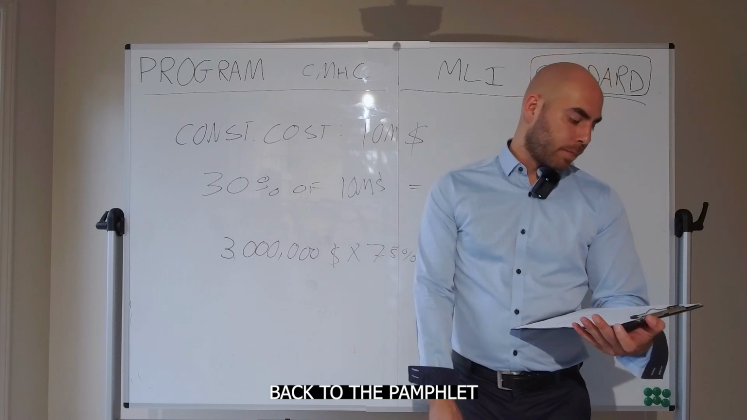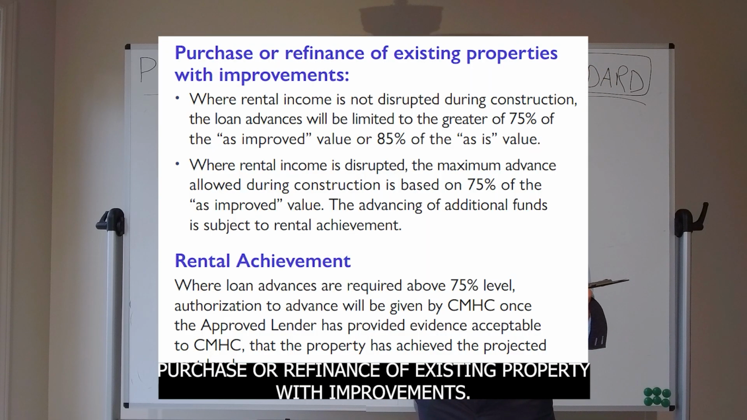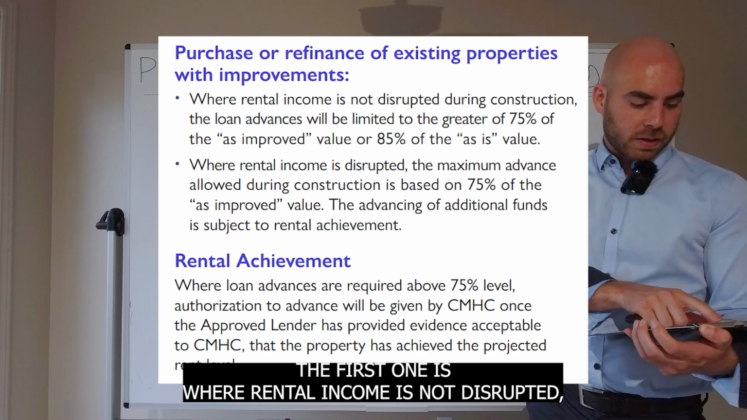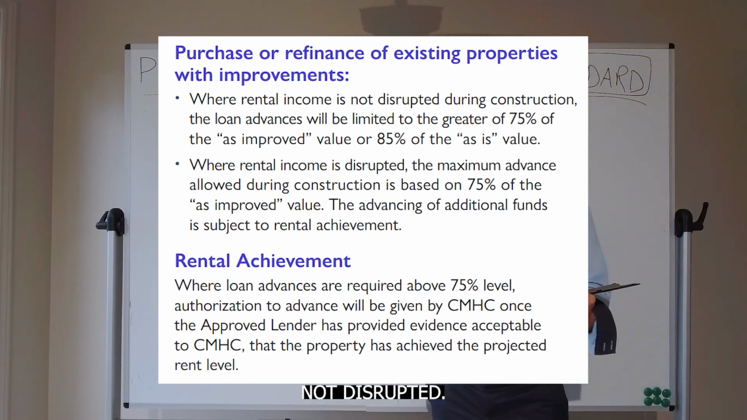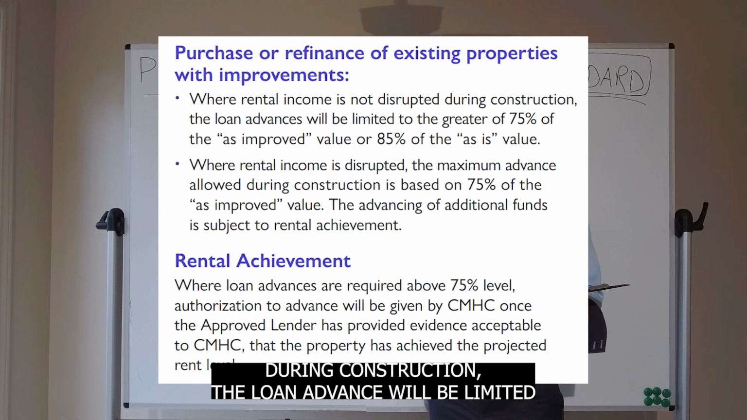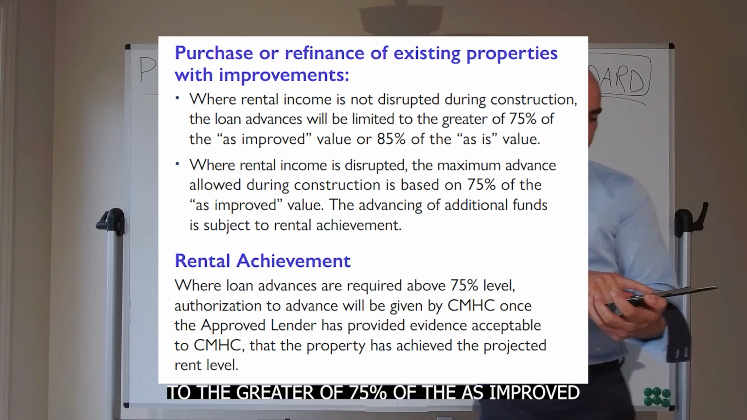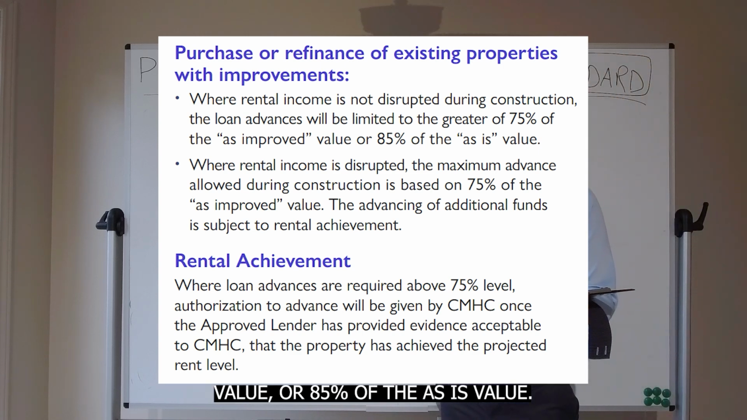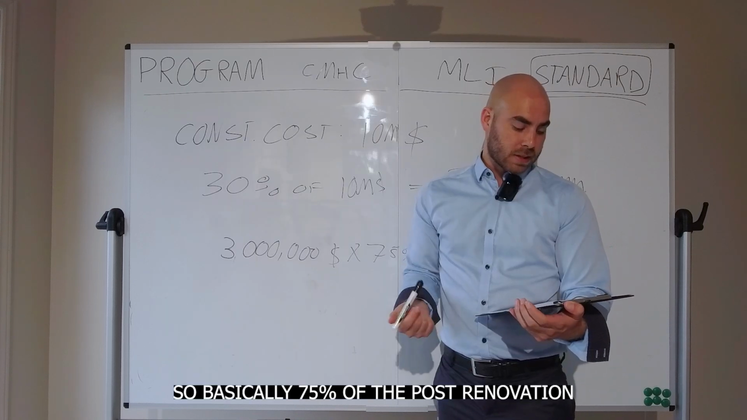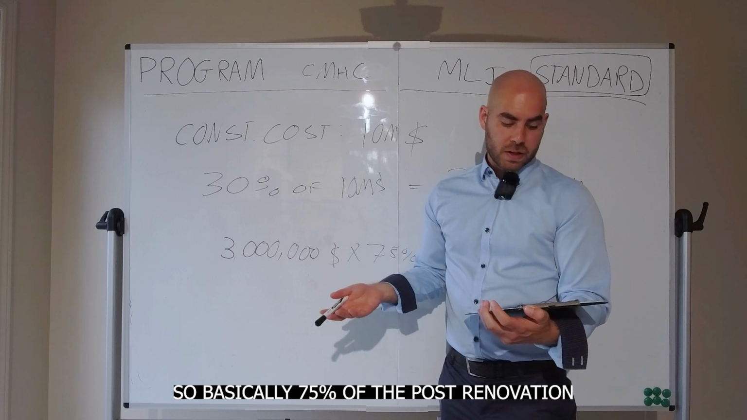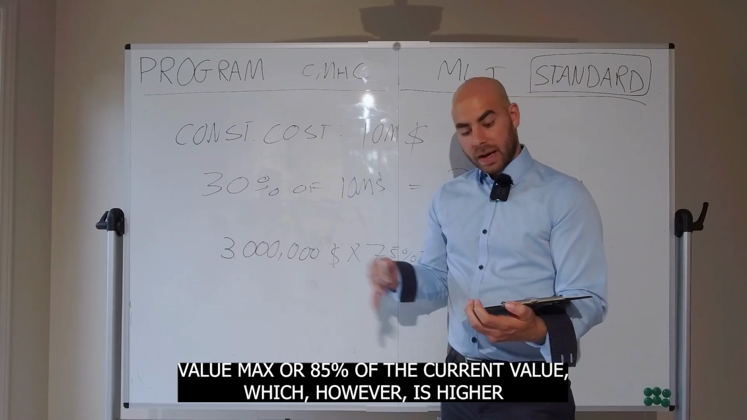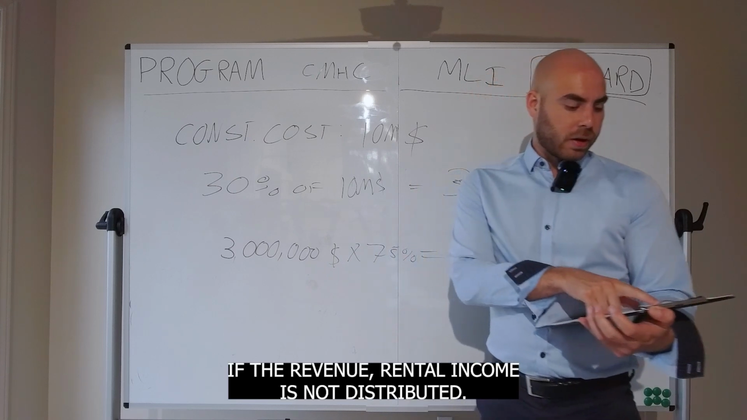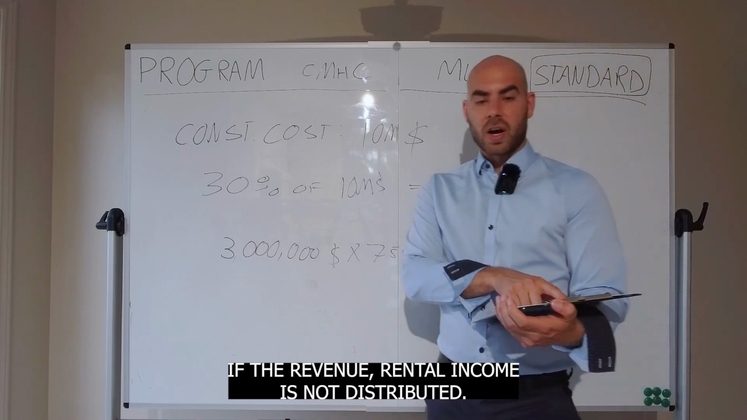Back to the pamphlet, purchase or refinance of existing property with improvements. So there are 2 things here. The first one is where rental income is not disrupted during construction, the loan advance will be limited to the greater of 75% of the as-improved value or 85% of the as-is value. So basically 75% of the post-renovation value max, or 85% of the current value, whichever is higher, if the rental income is not disrupted.